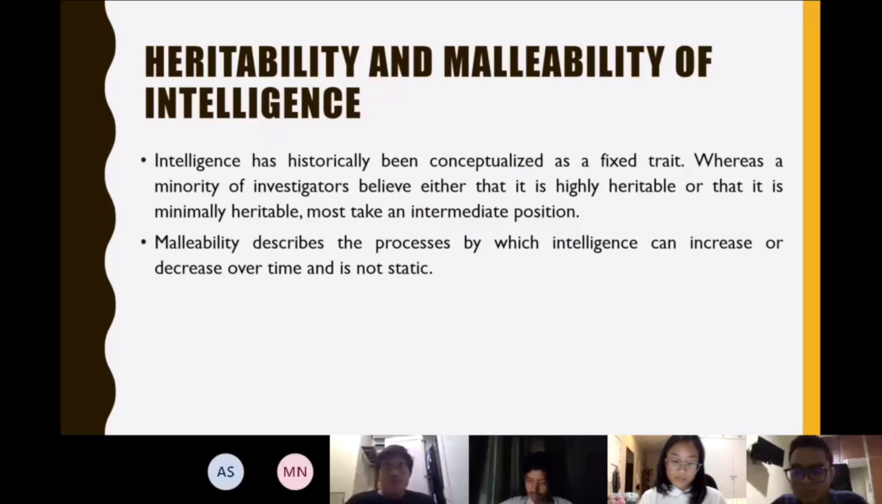And malleability describes the processes by which intelligence can increase or decrease over time, and it is not static. This change may come as a result of genetic factors, pharmacological factors, psychological factors, behavior, and of course environment.